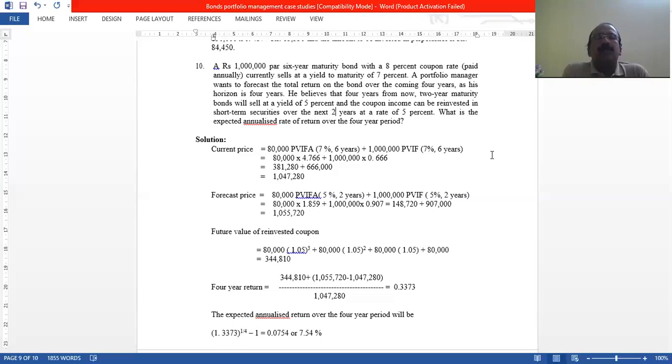Now, third step, we need to calculate what is his total return by having this particular horizon period, horizon strategy. So he's keeping this bond for 4 years. So after 4 years, he's reinvesting. So 80,000, and he's reinvesting at 5%. So 80,000, 1.05 power 3.